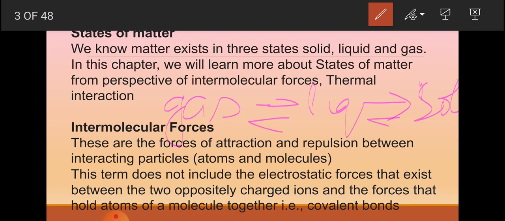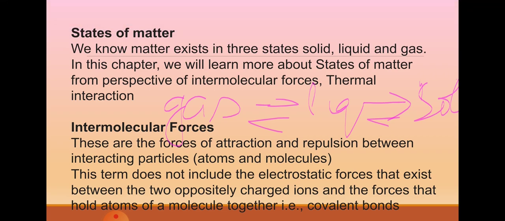And this phase transformation is accompanied by either absorption or evolution of heat energy. Means energy is either absorbed or evolved during any of the changes in the phase. Thus, a substance possesses least energy in the solid state and maximum energy in the gaseous state. Do remember that.